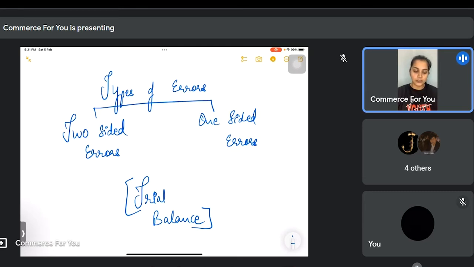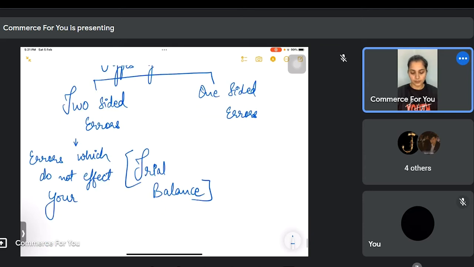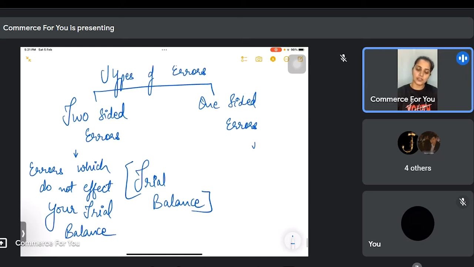So two-sided errors are also called errors which do not affect your trial balance. However, if we talk about one-sided errors, these are the errors which affect your trial balance.